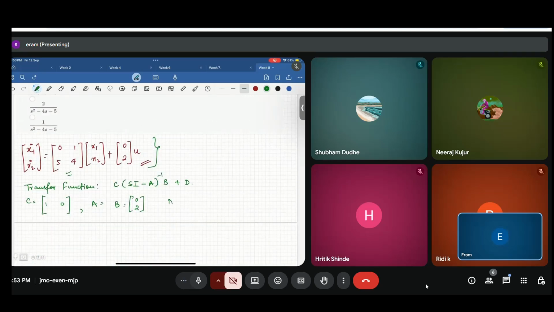And what is D? Is there any D? If we represent it in standard form, y equals Cx plus Du, and y was x1, so C was nothing but 1 0, and there is no control input in x1, so our D is 0. There is no element in that, so it is 0 0.